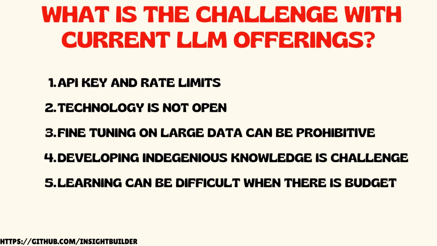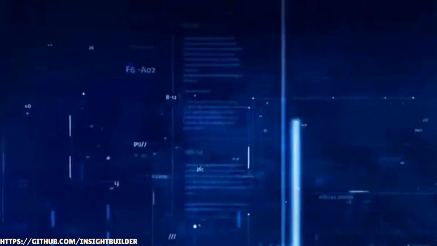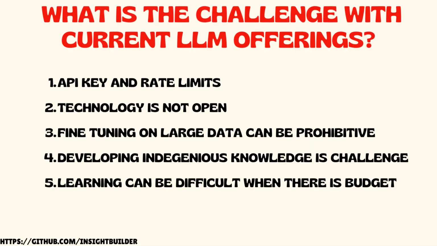Okay, coming to the second point, technology is not open. How the large language model is made to give such awesome results is not known to anybody. So we see a lot of large language models right now, like GPT-4, and also Google is coming up with Bard, and various other large language models are out there. But how will we know how the actual model is made to become so good? The technology is not open.